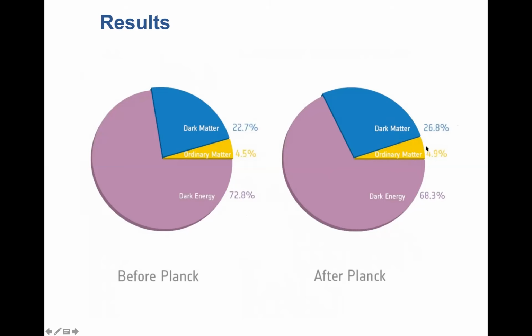Ordinary matter, almost 5% of the total energy of the universe. Dark matter, almost 27% of the total energy of the universe. Dark energy, the rest of it, 68.3% of the universe. And these are our best numbers to date. Nobody has done better than this. So our results from Planck were this.